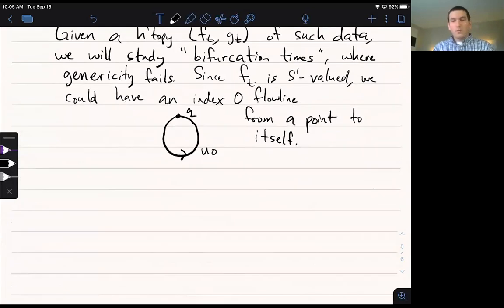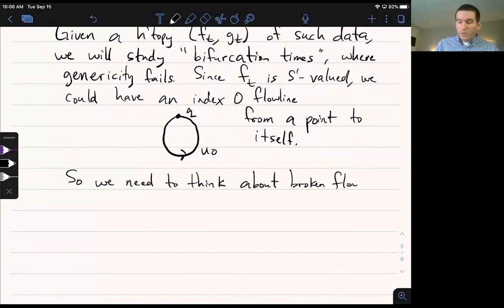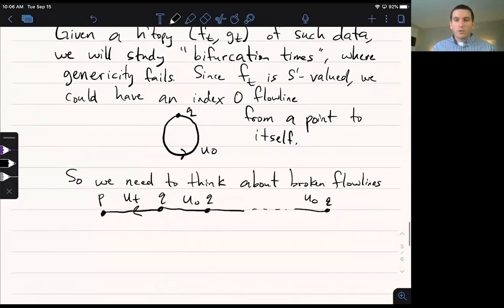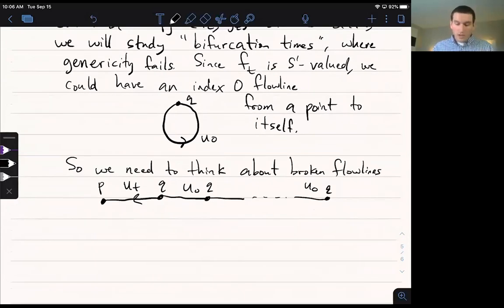So what that means is when we want to ask what sort of broken flow lines appear, we need to think about, well, we could glue this thing to itself a number of times. So we need to think about broken flow lines of the following form, where we have maybe a point P and a flow line connecting P to Q, call it U plus. And then we could have this flow line U0, and we could glue it to itself some arbitrary number of times. Well, I say we could glue it, we could sort of concatenate here. We want to know whether this glues for the more generic times.